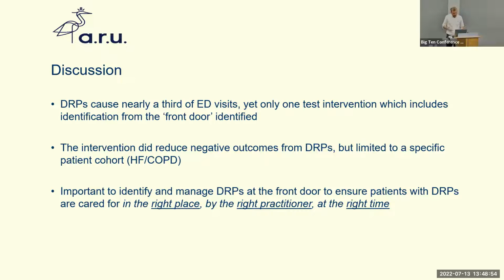And why is this all important? I only mentioned this earlier, in the first or second slide, but it's important to identify and manage DRPs at the front door to ensure patients who turn up with them are cared for in the right place. Whether that's in the ED, by a community pharmacist, or by a primary care physician, by the right practitioner in those settings perhaps, and also at the right time.